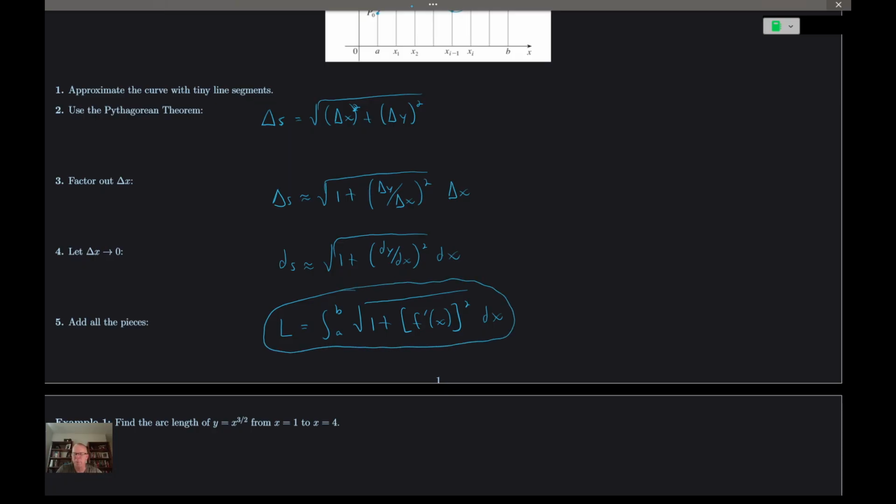You don't really need to know where it comes from, but if you're interested in where it comes from, that's how we get it. So that's where the 1 plus comes from.